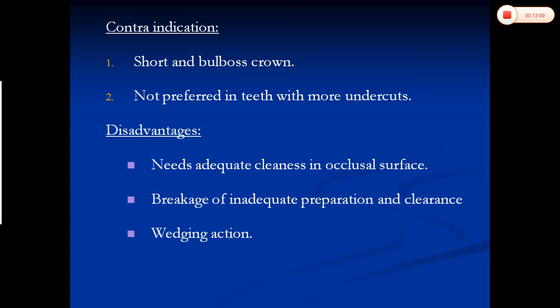Contraindication of this embrasure clasp is if tooth structure is short and bulbous, if the tooth is very huge or short, this embrasure clasp is contraindicated. Not preferred in teeth with more undercuts. If more number of undercuts are there, embrasure clasp is not advisable. Main disadvantage is it needs adequate cleanliness of the occlusal surface.